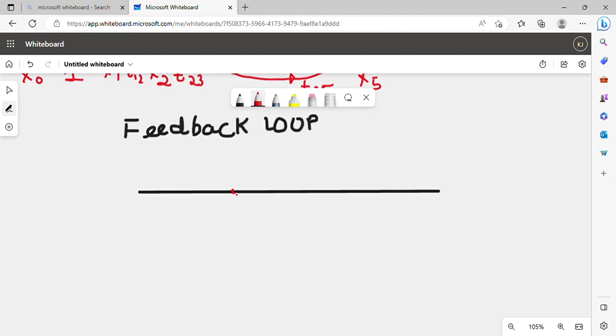So it is starting from x2. Please see, my x2 is having T23, and it is x3. It will go like this, students, and come back to here, and then once again it is going to x4. Give me a minute, students. Yes, and from x4 it comes back to x2. So this is what I can say is my feedback loop.